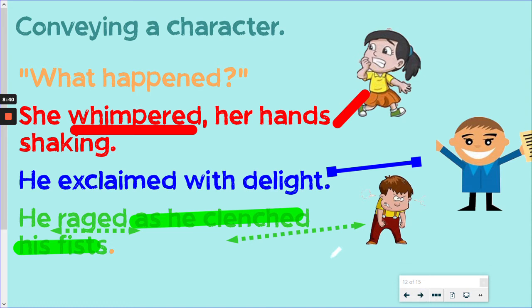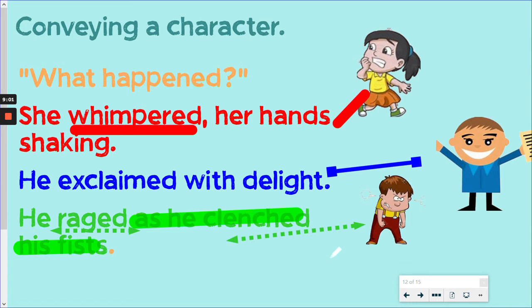So here we go. How can we use speech to convey a character? Now, these 3 characters are all going to say the question, "What happened?" So their speech is going to be what happened. But if I follow it up with some different word choices, I can then indicate more about their character.